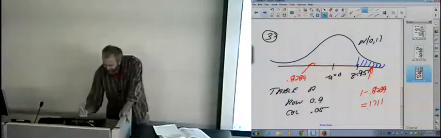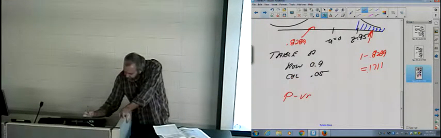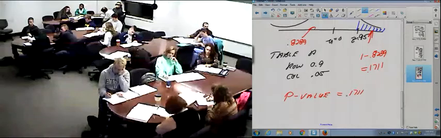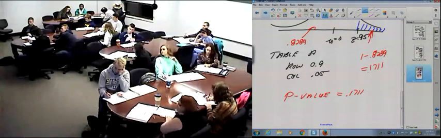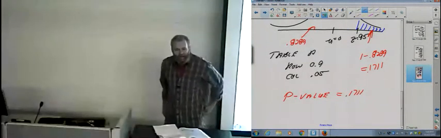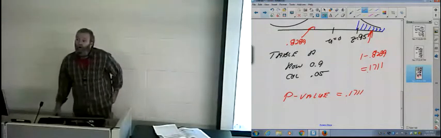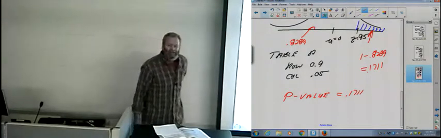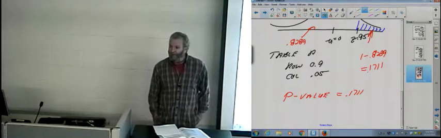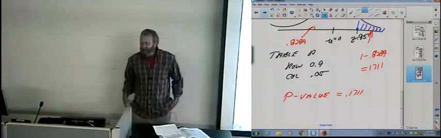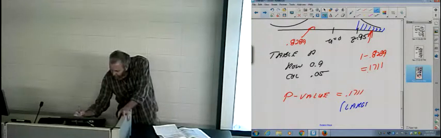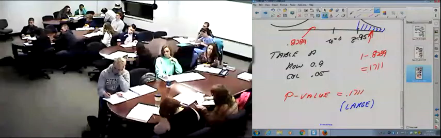So the bottom line is my p-value is that large or small? No. Here's the thing. You have to be careful when I ask you that question. You understand all probabilities are numbers between 0 and 1, right? So here you've got something that's going to happen 17% of the time when mu is equal to 0. Is that unlikely to happen when it happens 17% of the time? And the answer is no. This is a large p-value.